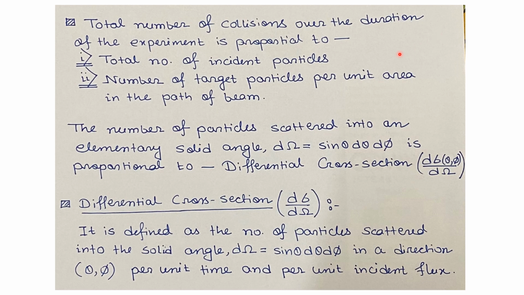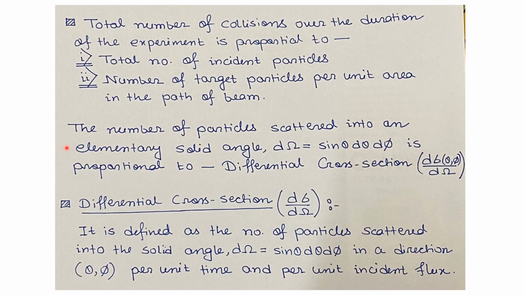Now the total number of collisions over the duration of the experiment is proportional to, first, the total number of incident particles, and second, the number of target particles or target potentials per unit area in the path of the beam.